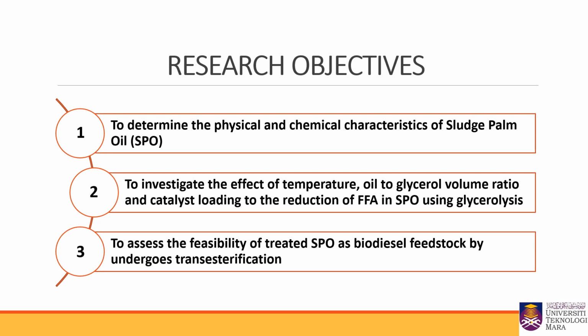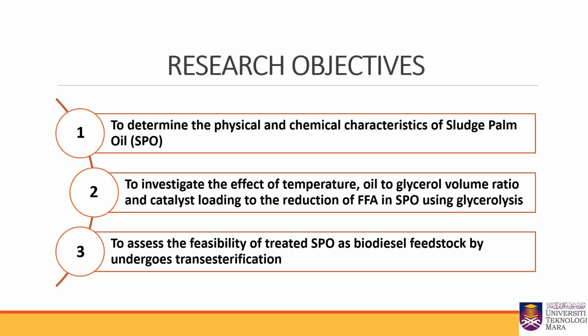So for the objectives, first is to determine the physical characteristics of sludge palm oil. We do this because we want to compare the feasibility of the SPO. We want to highlight the characteristics of SPO. Even though it is low quality, it still has the characteristics and the potential to become an alternative to vegetable oil to produce biodiesel.